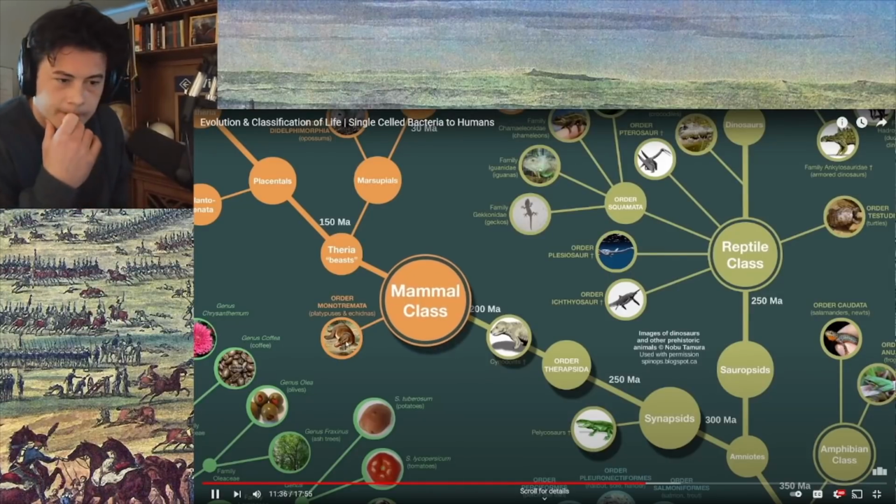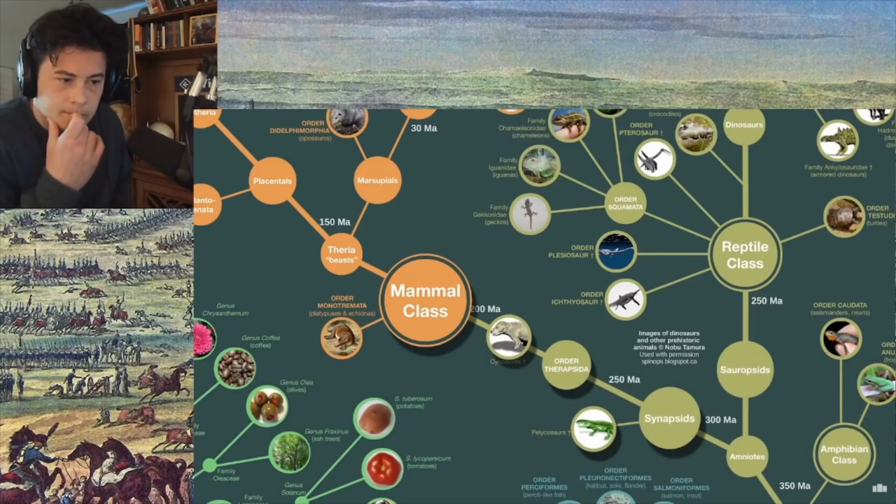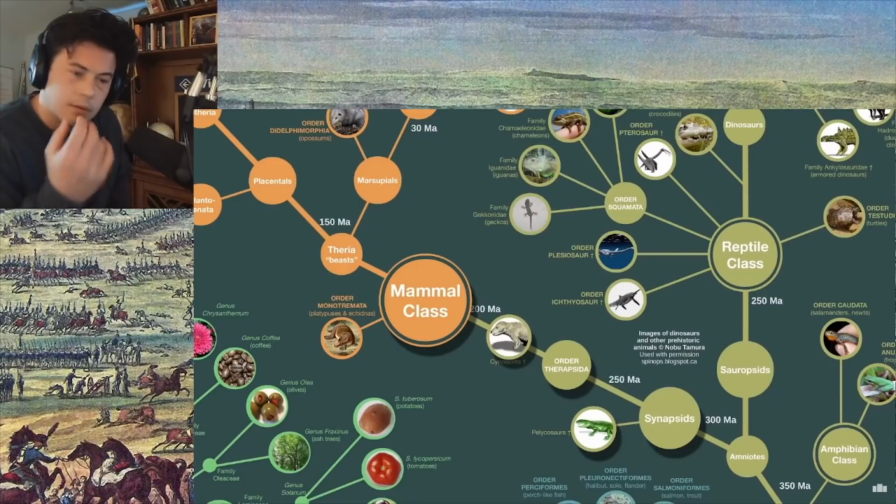Am I right there? Of course, the other thing that sets mammals apart is that they possess mammary glands, which they use to feed their young. In fact, this is where the word mammal comes from.